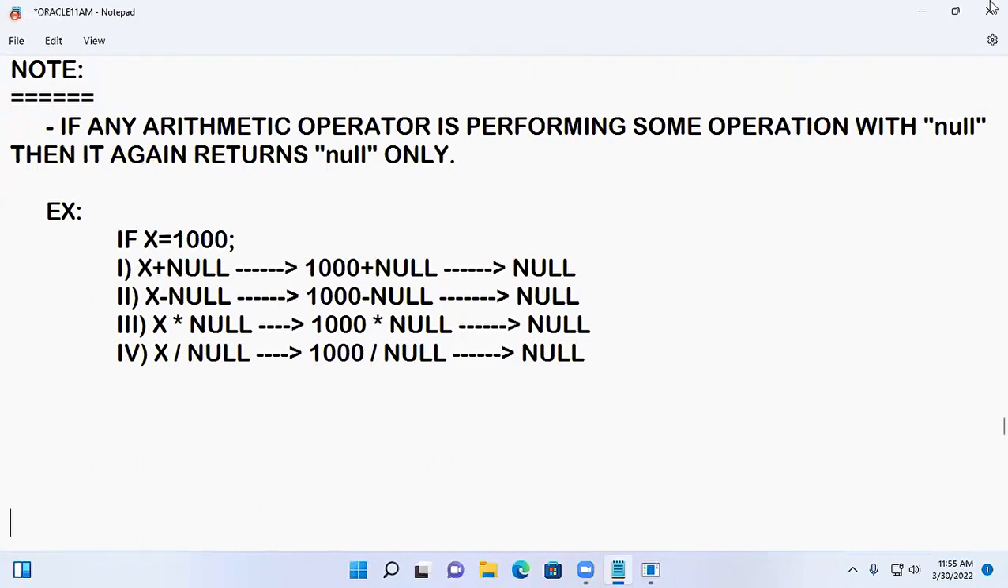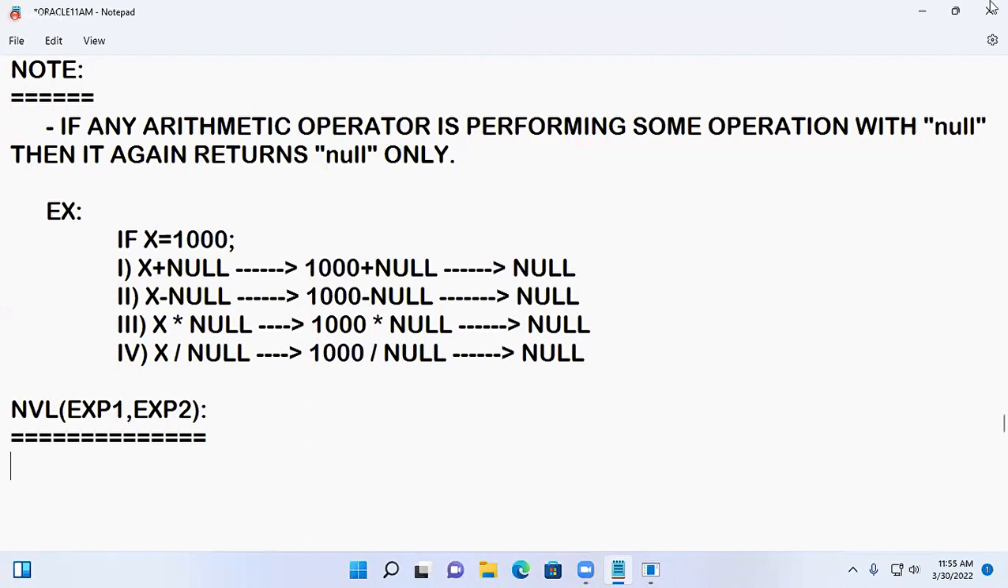Actually, this is the problem. So how do we overcome this problem? How do we avoid it? If you want to avoid this problem in Oracle, there is one predefined function. The function is called the NVL function. This function has two arguments: expression 1 and expression 2.